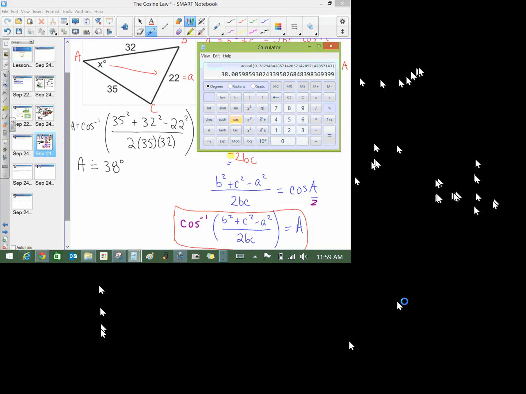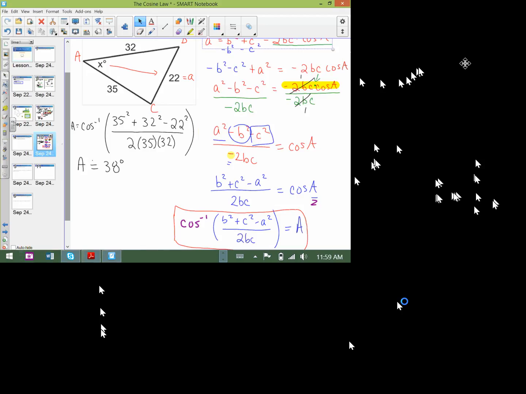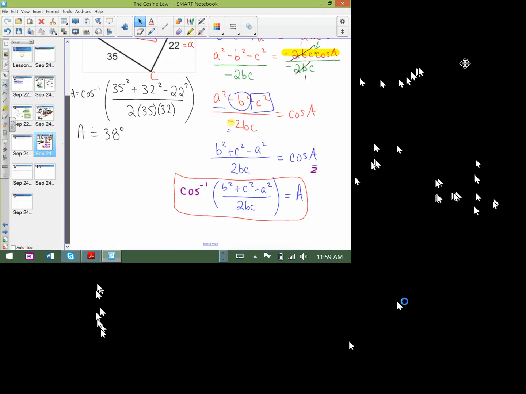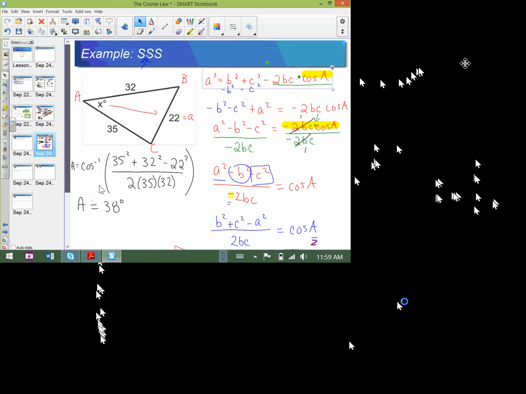And there you have it, the application of the cosine law to a side, side, side example. Let's continue this tomorrow in class. As far as solving the triangle, go back and maybe not for both, but try one of the other angles. Bring that work back into class tomorrow so we can have a look at it.